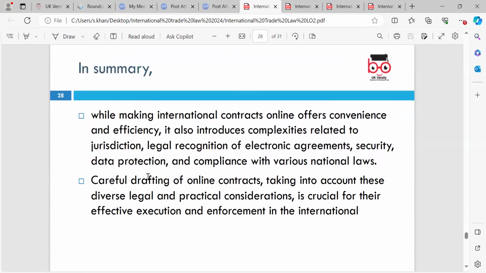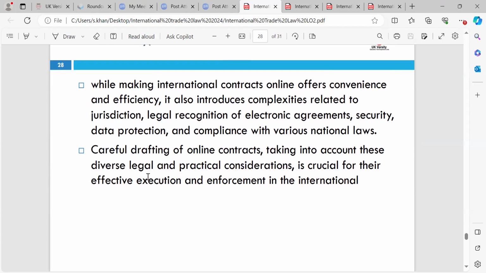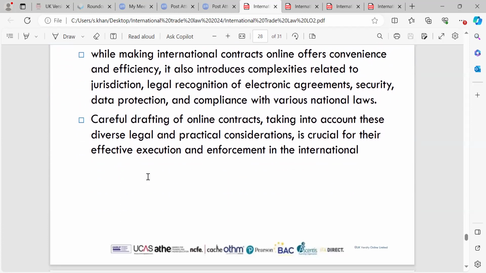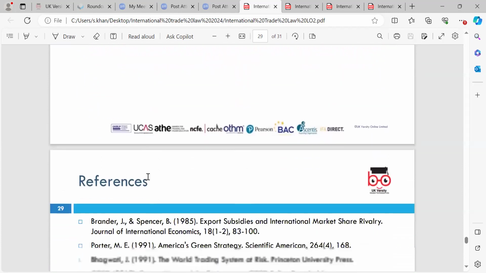In summary, while making international contracts online offers convenience and efficiency, it also introduces complexity relating to jurisdiction, legal recognition of electronic agreements, security, data protection, and compliance with various laws.